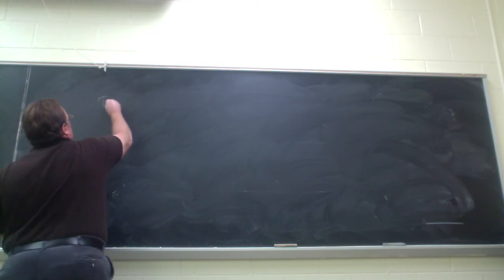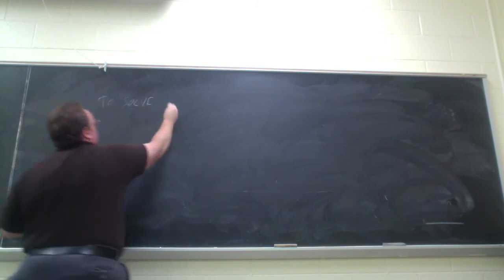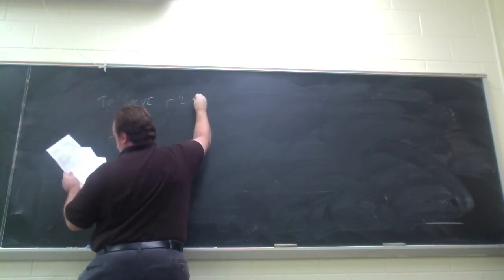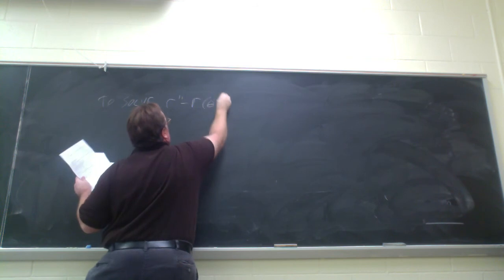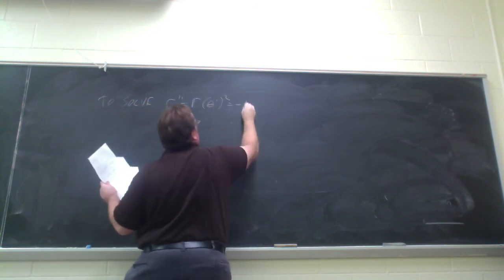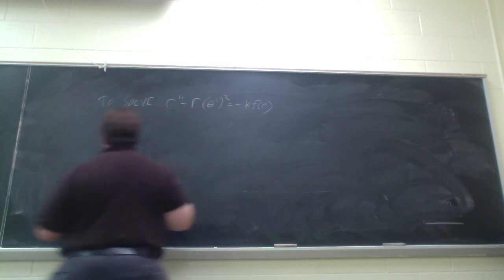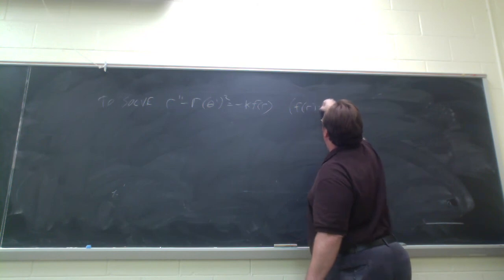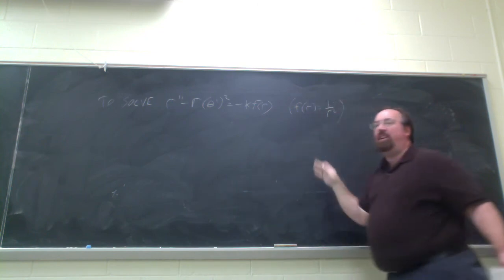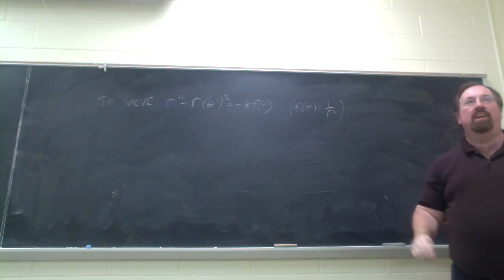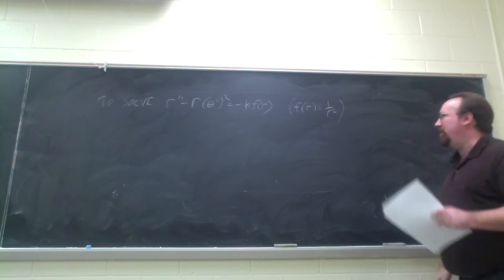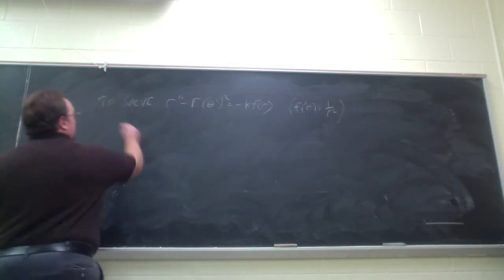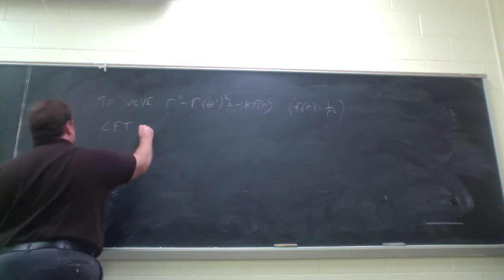In order to help us solve the other equation, which is r double prime minus r theta prime squared is equal to minus k f of r, I'm going to simplify the assumptions a little bit. I'm going to let f of r just equal 1 over r squared. Before it was a constant over r squared, but it's not really a big deal to make this simplification.